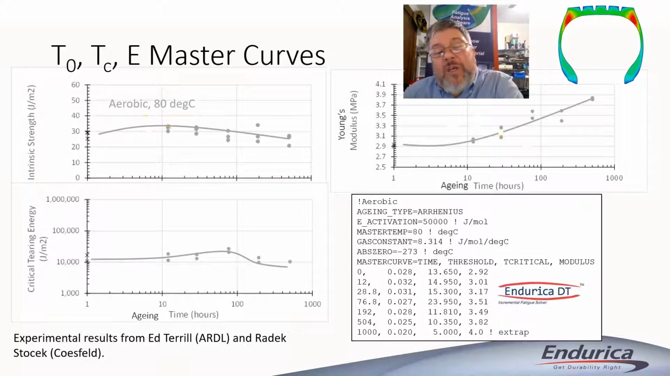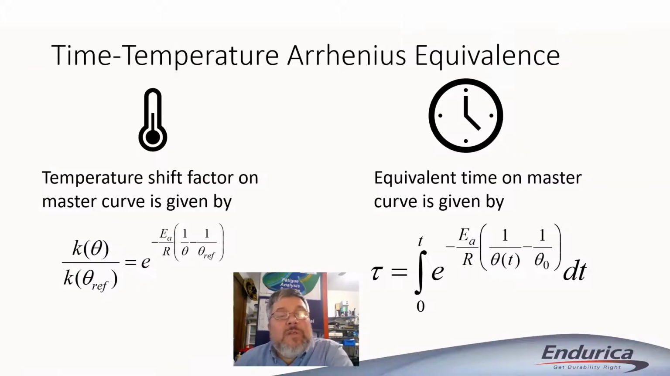So the first column here is the elapsed time in hours of aging. And then the next column over is the fatigue threshold evolution with time, right? Or the intrinsic strength. This column here, let's see, that'd be the third column over. This is the critical energy release rate. And then finally, the last column is the Young's modulus as a function of aging time. So we tabulate these as a function. These can be direct experimental results. And then we're ready to run the simulation.